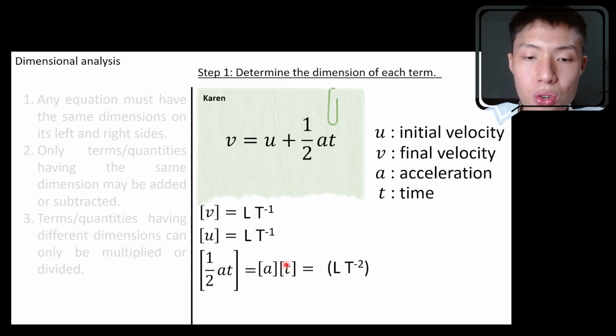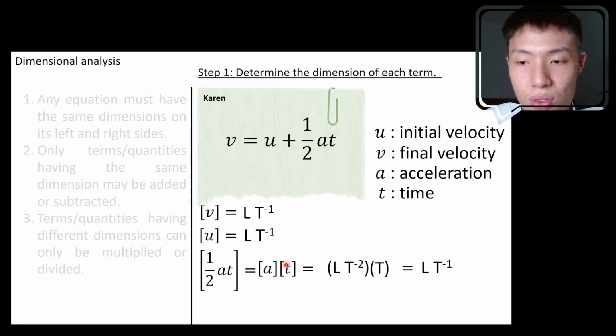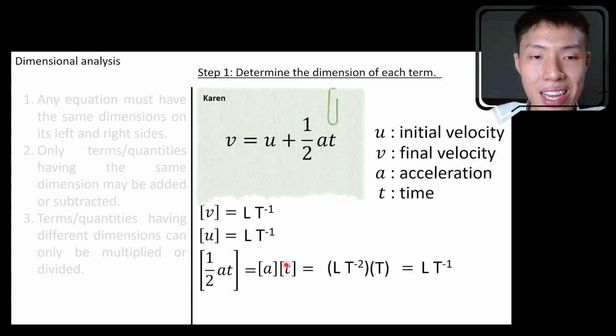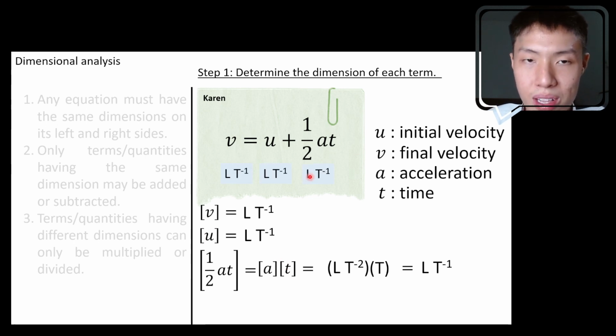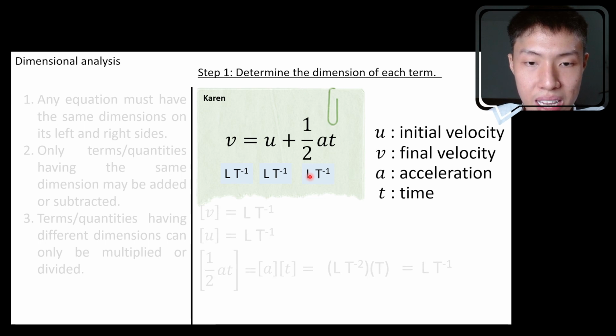So AT, we know A is LT negative 2. We have actually analyzed it in Andy's equation. T is big T, time is big T. So if you multiply together, you get LT negative 1. Now seems like everything is smooth. Let's bring up all the dimensions up here. And let's go through to the second step.